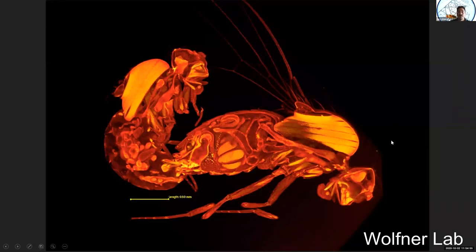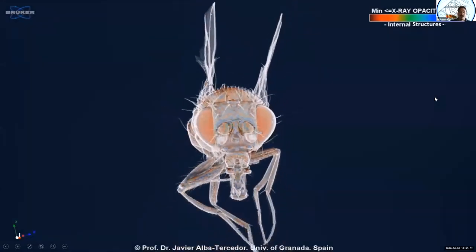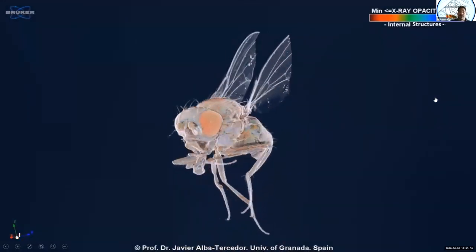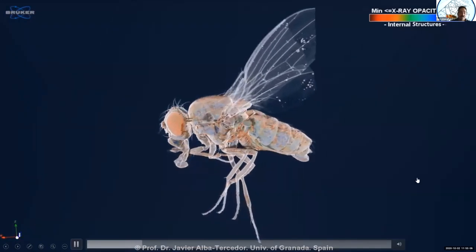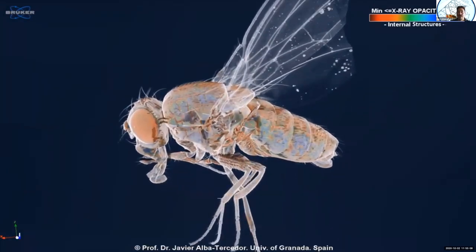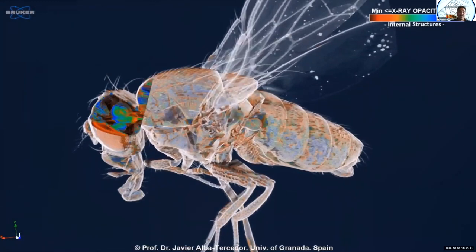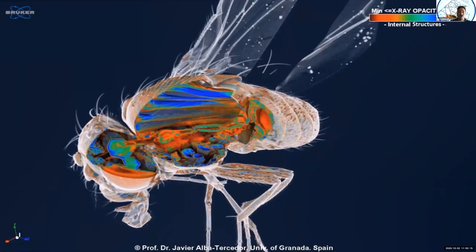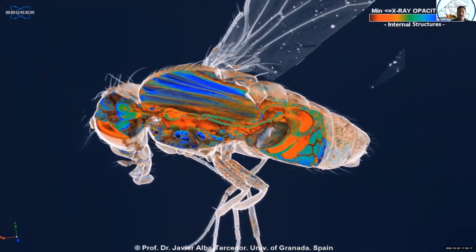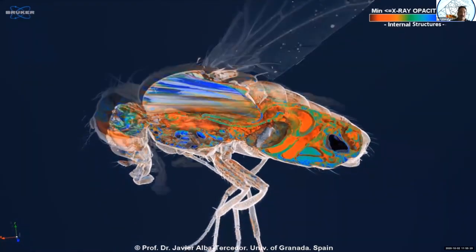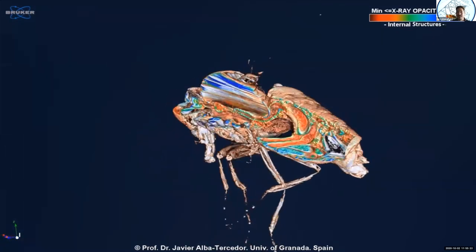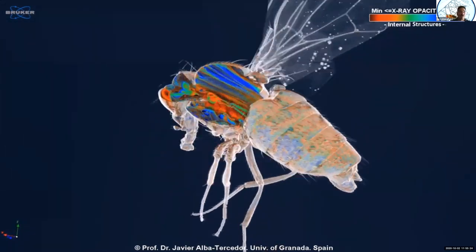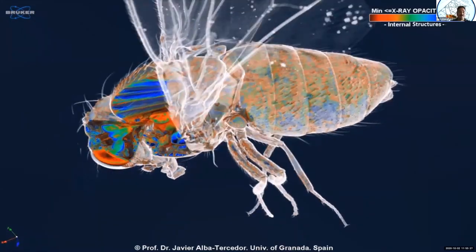This is a beautiful micro CT from the Wolfner lab showing the details of what happens during copulation. This is a video showing a CT movie of a fly. Again, the kinds of details that you can now get are stunning, just absolutely spectacular, of the muscle structure and the digestive system, the reproductive system, the brain. It really is unbelievable how much we can see inside.